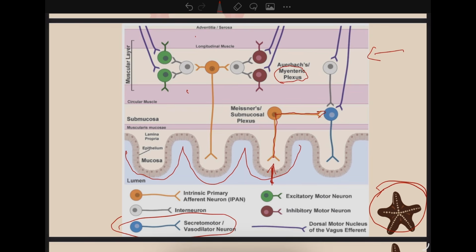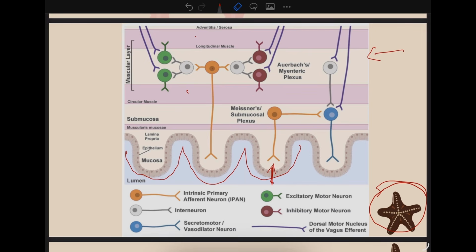to increase their secretions. Okay? And we call this neuron plexus Meissner's or submucosal plexus. Submucosal because they are in the submucosa, and Meissner is the guy who discovered them, just like Auerbach. Okay? I hope that makes sense.